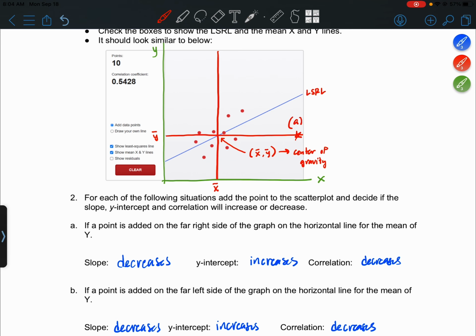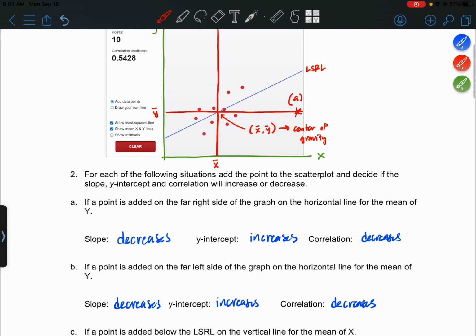In part B, we add a point on the far left-hand side. So I'll mark the location here, label it with a B. And this essentially has the same effect. It's going to cause the left side of the line to tilt up, causing the right side of the line to tilt down. So again, the slope will decrease because the line is getting flatter, more horizontal. The intercept increases because the left side of the line is getting higher, and the correlation decreases.